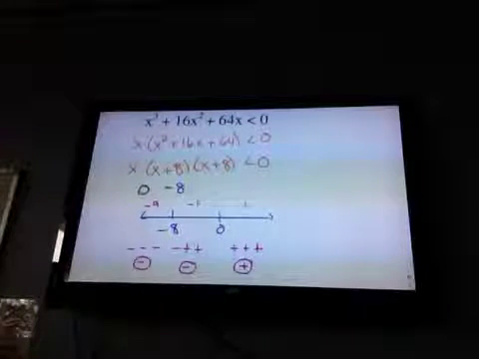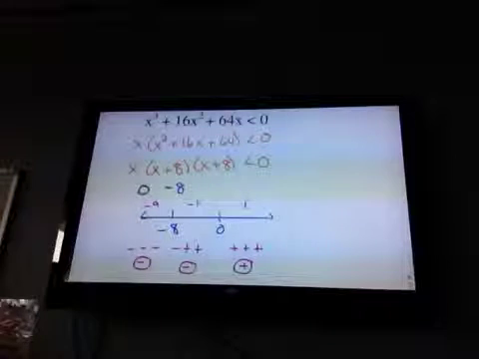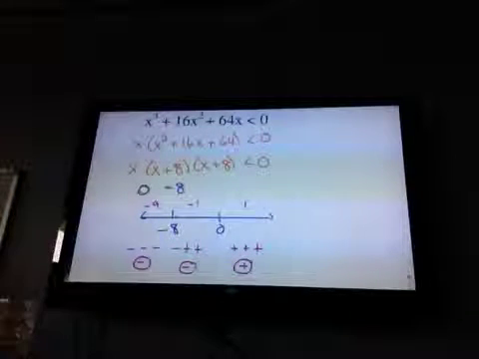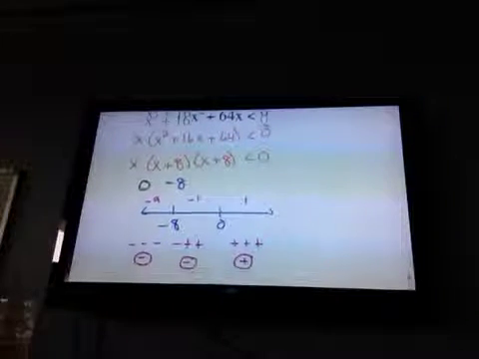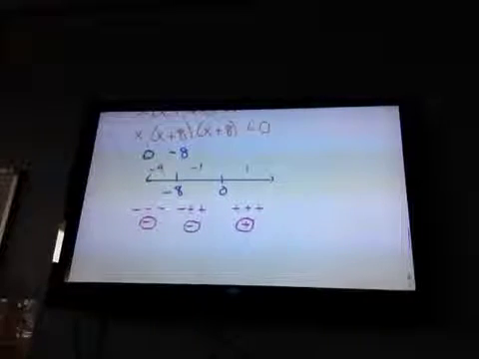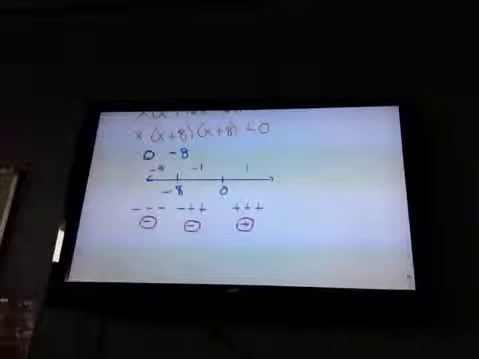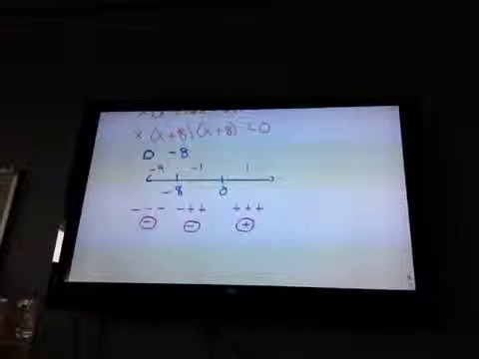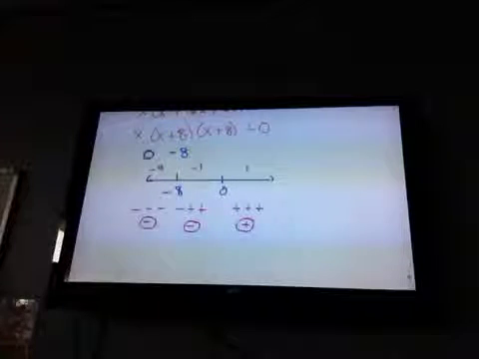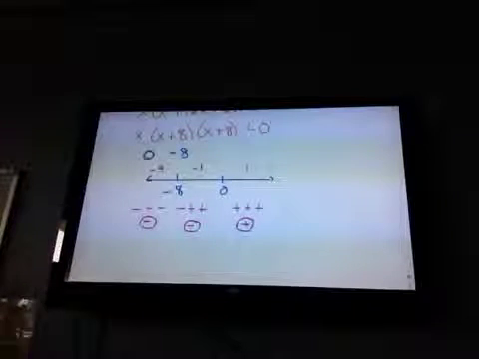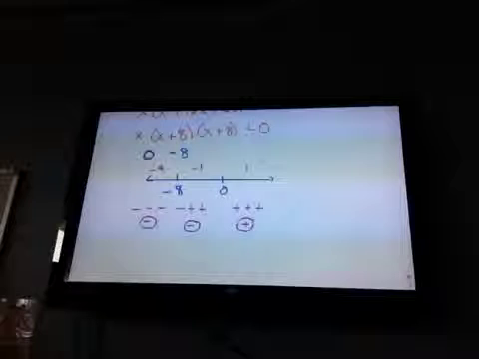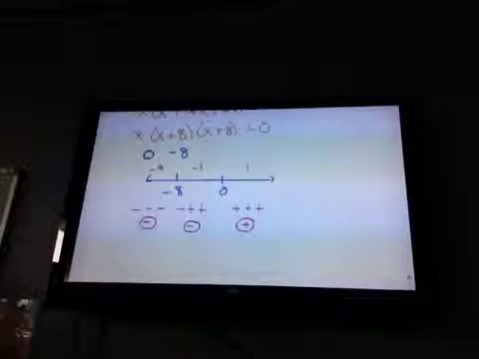Okay. This one's a little tricky. We want the x's that are less than 0. So that symbol really matters in this question because we do not include our zeros. We can't include negative 8 and 0. So less than and less than or equal to are really going to end up different on this question, and not just in terms of brackets and parentheses.